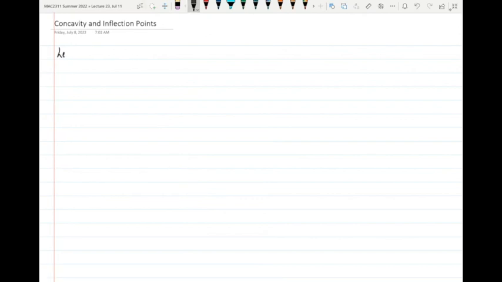So let y equal f of x be a function. And say that we know that the derivative of the function is positive on an interval I. So what does that mean about the graph of the function on this interval? What does this mean about the function f on the interval? It's increasing. The graph is going up, right?